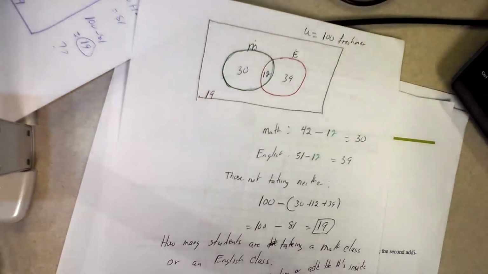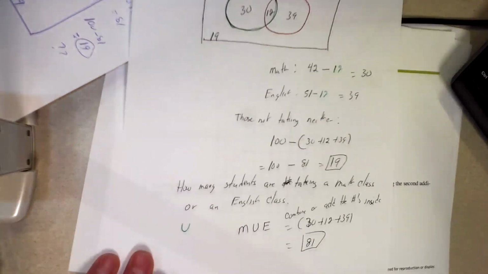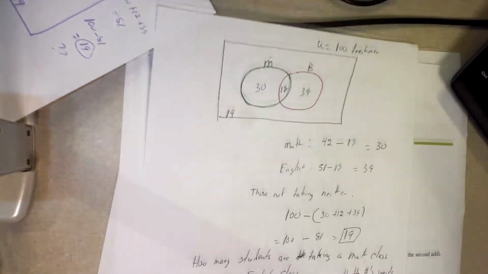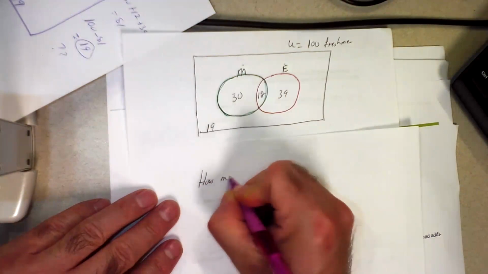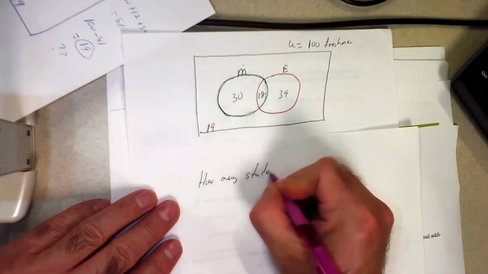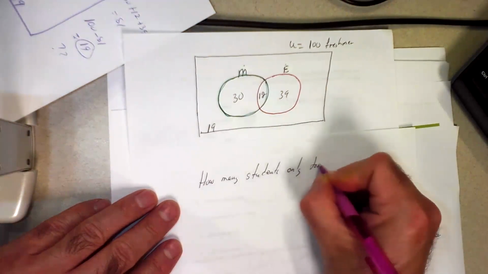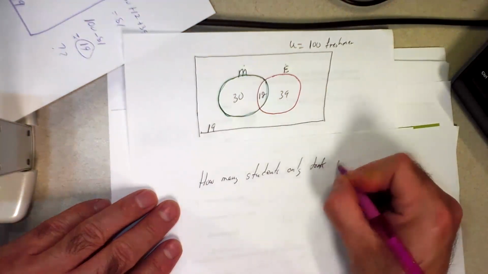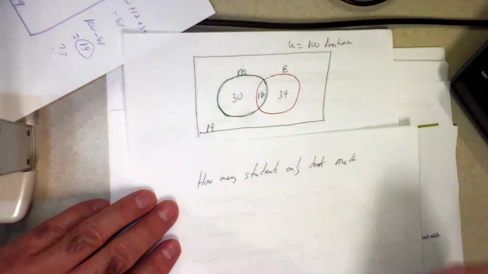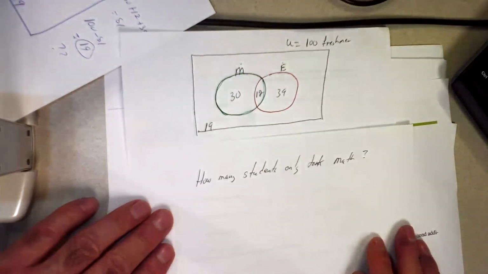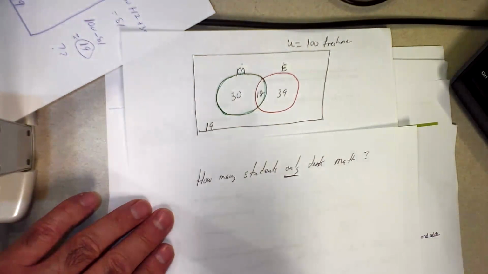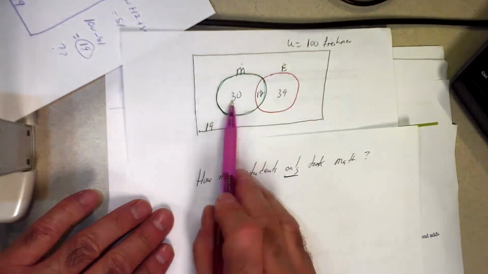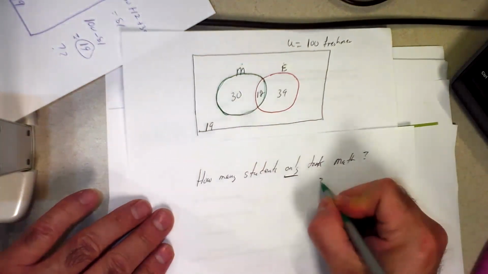Okay. So we can build on it too. We can also ask questions like, besides that, M union E, we can ask how many students only took math? How many students only took math? Okay, so only means it's in the circle but not overlapping with the English. They're only taking math. Well, it looks like it's going to be 30 that only took math.